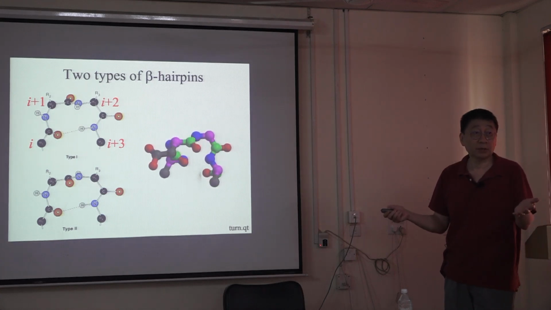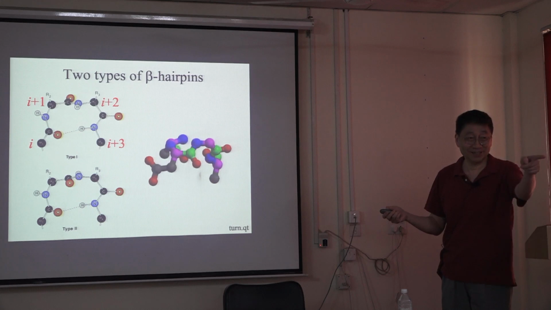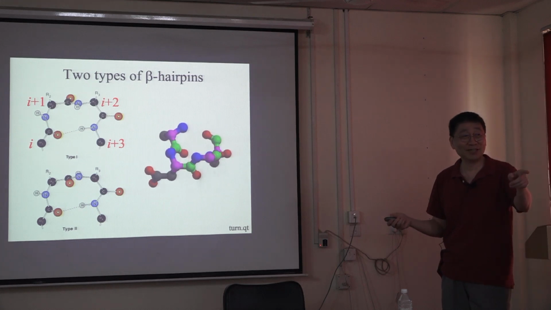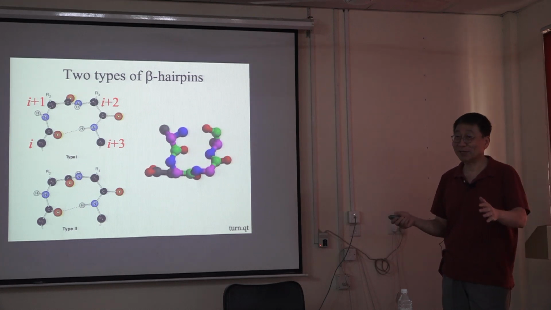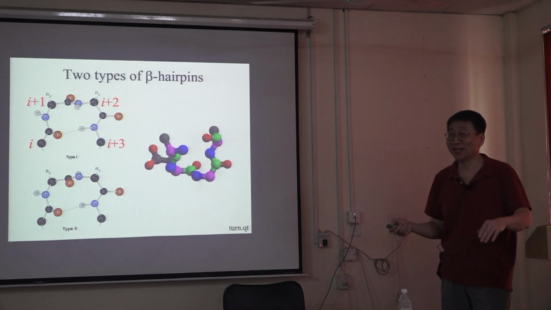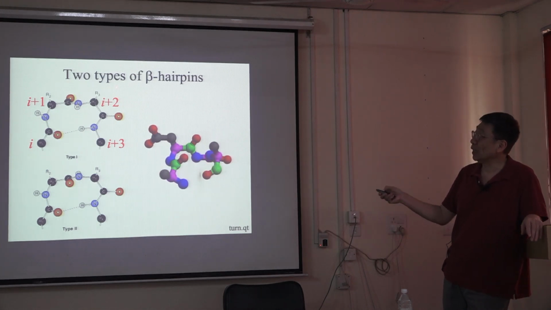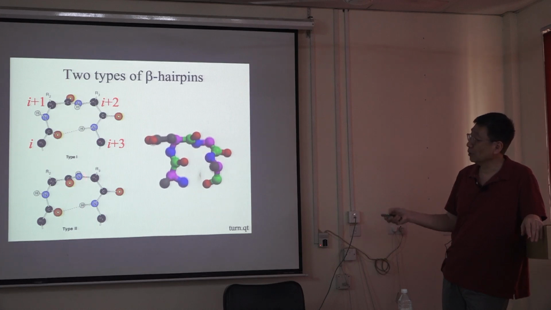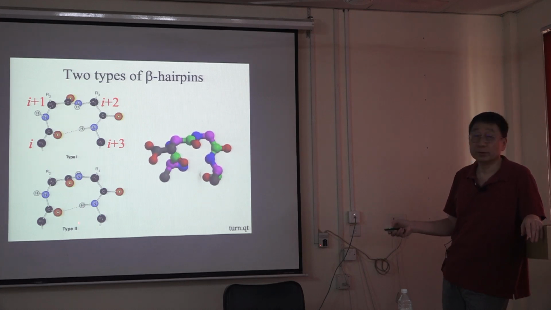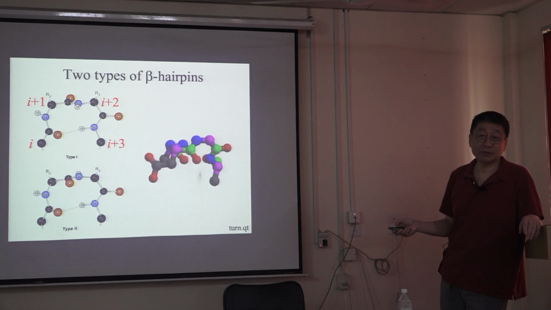Have you heard about this? Okay, yes, good. Oh no, yes or no? So the nodding head means no, right? I'm not sure. Anyway, there are 2 ways of doing this beta hairpin, type 1 and type 2. Can you see a difference between them?